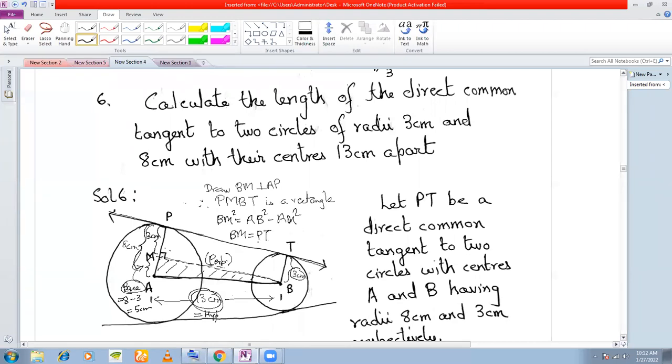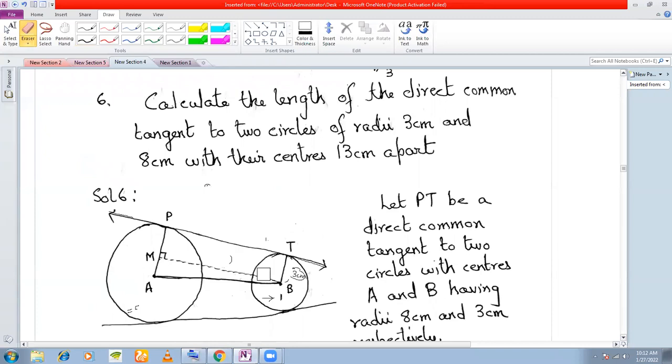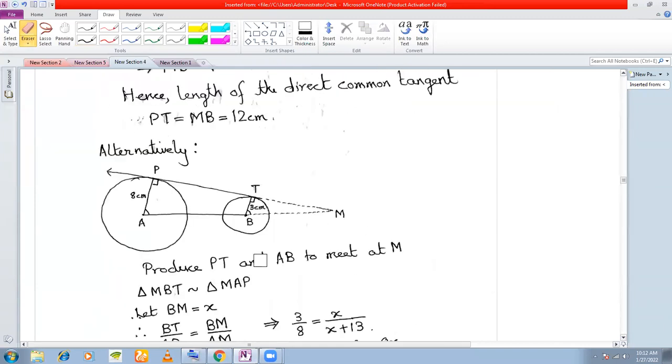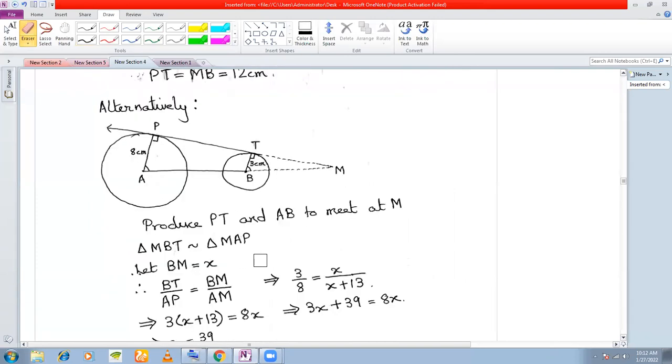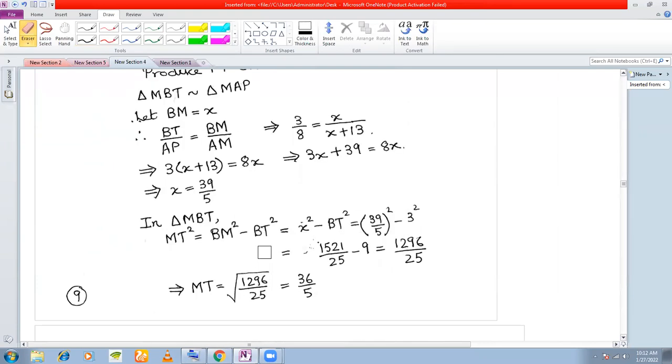Any question? Fine. We proceed to the next question then. And I have given you a second method also. So this is by similar triangles. You can attempt this method also. But that is a more simple method.